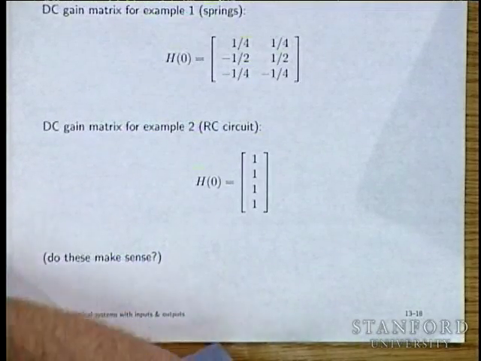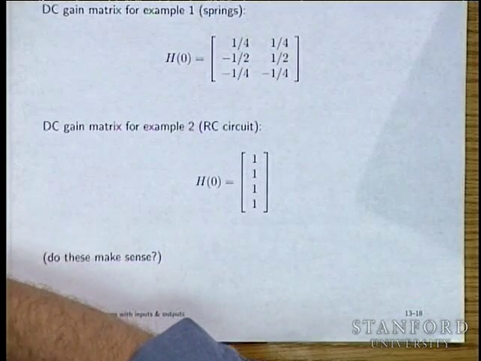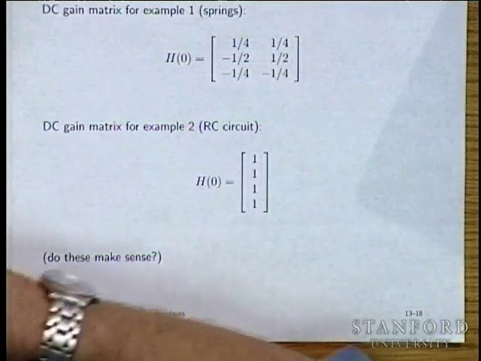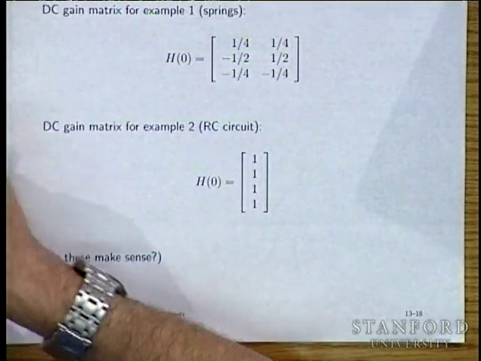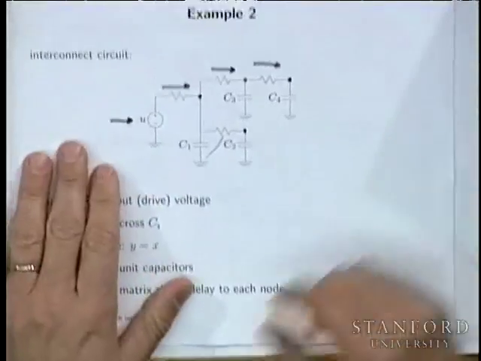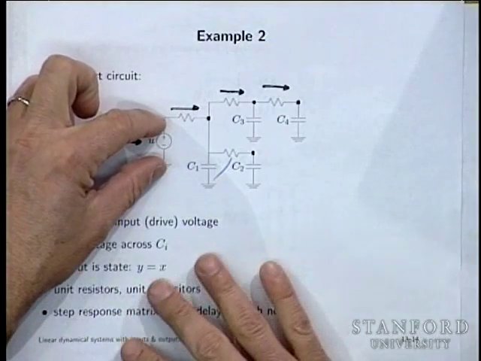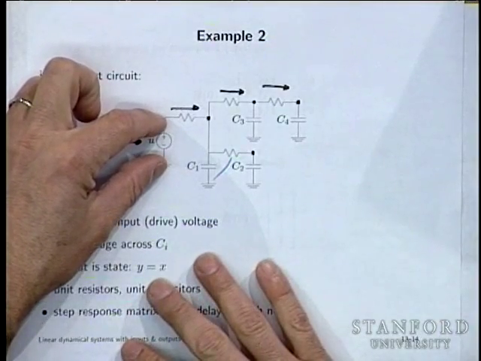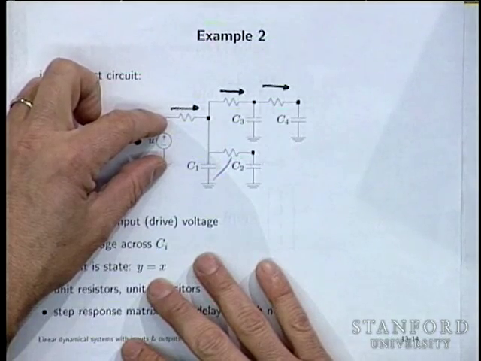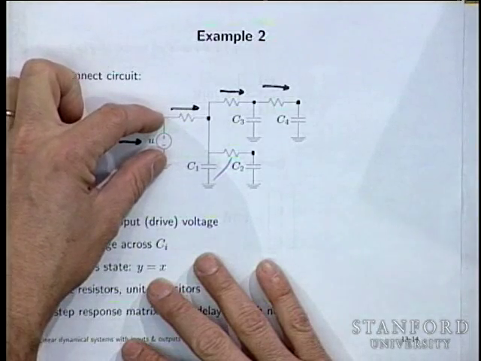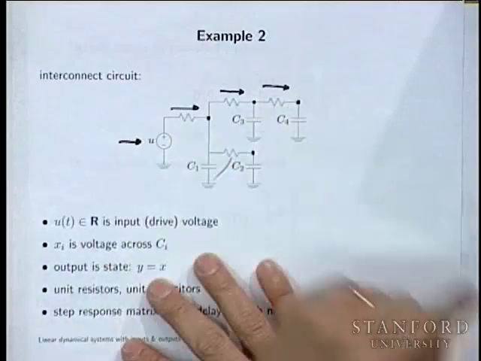Now for the circuit, the DC gain matrix is actually quite simple. Again, you can work it out, but let's see what it means. So in the circuit, the DC gain matrix has the following interpretation. It basically says apply 1 volt here, wait for all the transients to settle, and then look at the mapping from the voltage here to the voltage at all the nodes.